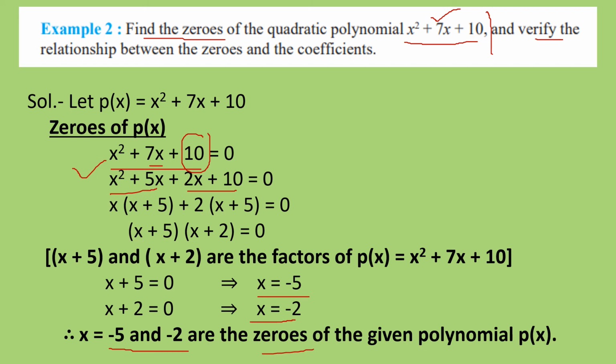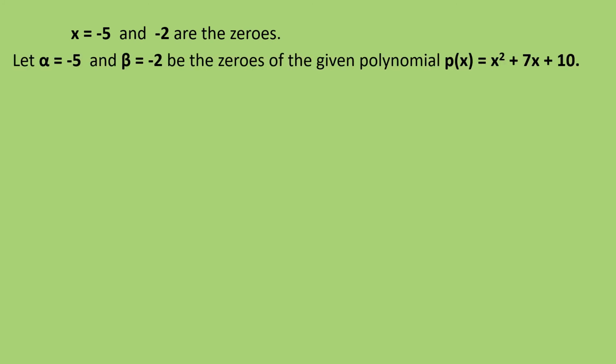So first part we have done. We have found the zeros of the quadratic polynomial. Now in the second part, we have to verify the relationship between zeros and the coefficients. In the last slide we found the zeros of the polynomial, that is minus 5 and minus 2. For a quadratic polynomial the zeros are alpha and beta, so alpha is minus 5 and beta is minus 2. These are the zeros of the polynomial x square plus 7x plus 10.